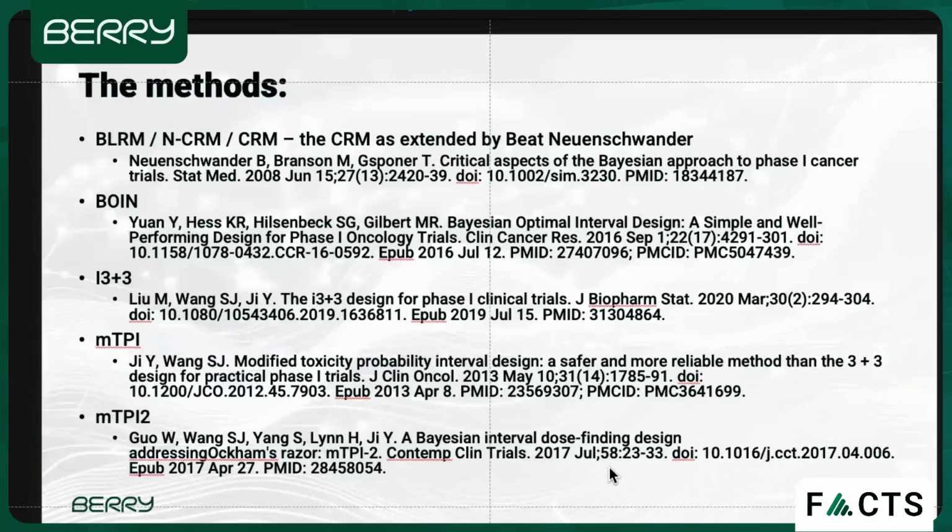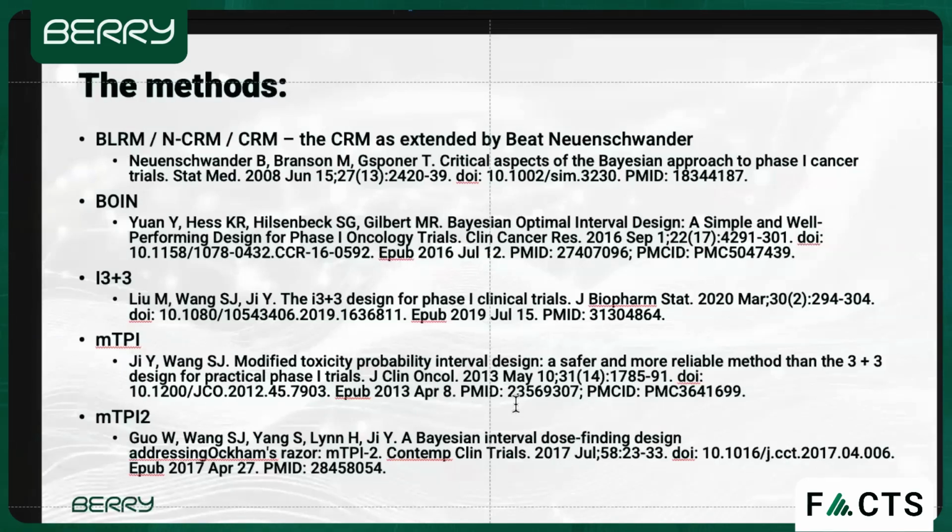So these are the key papers. The paper introducing Neuenschwander's changes to the CRM method, as I said, what we called in FACTS the NCRM. Then there's the paper by Huang on BOIN, by Liu on the I3+3, by Xi on the MTPI, and Gao on the updated MTPI, the MTPI2.